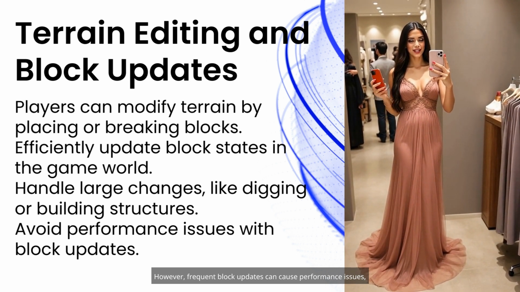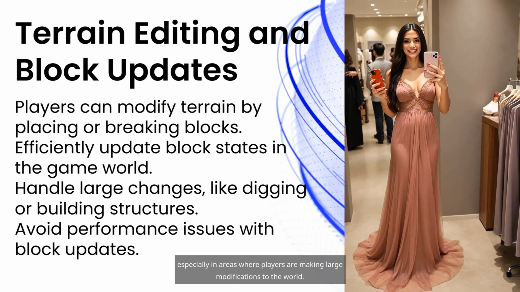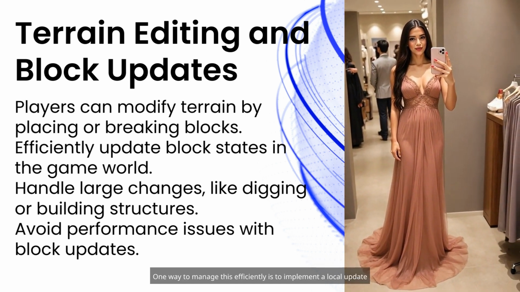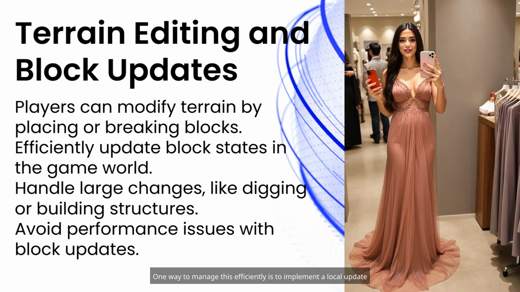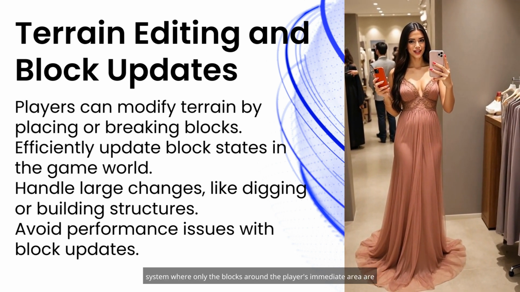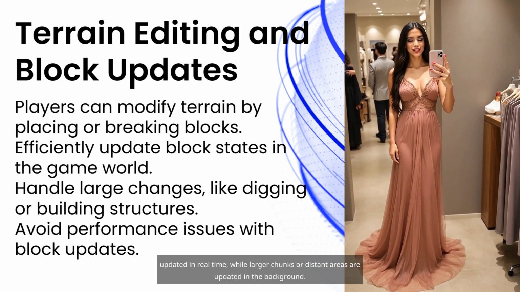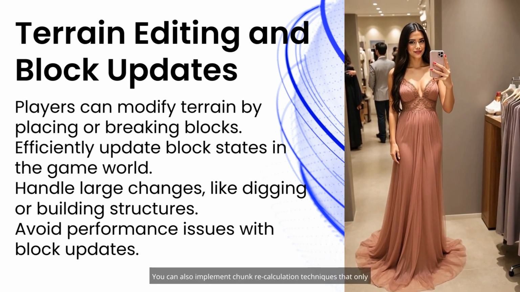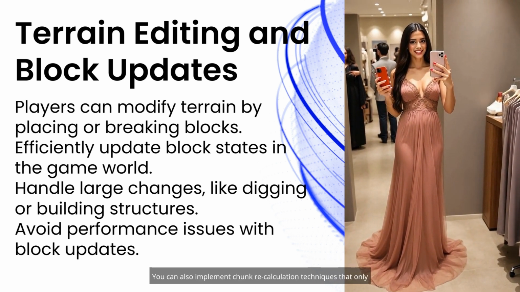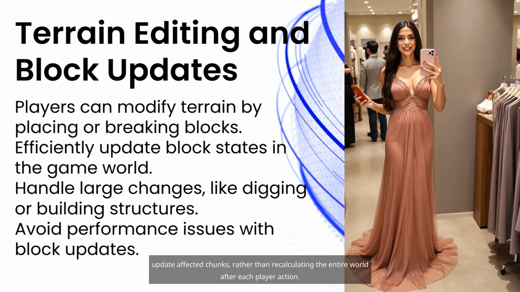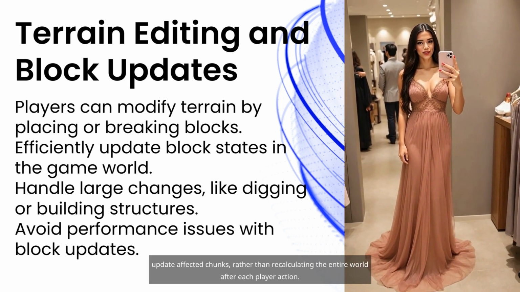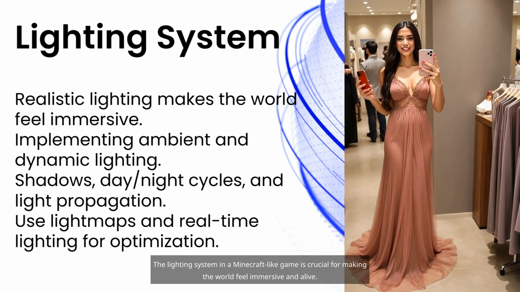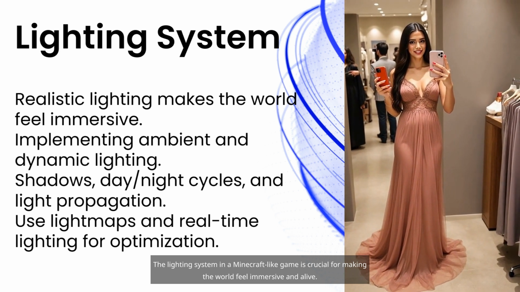However, frequent block updates can cause performance issues, especially in areas where players are making large modifications to the world. One way to manage this efficiently is to implement a local update system where only the blocks around the player's immediate area are updated in real time, while larger chunks or distant areas are updated in the background. You can also implement chunk recalculation techniques that only update affected chunks, rather than recalculating the entire world after each player action.